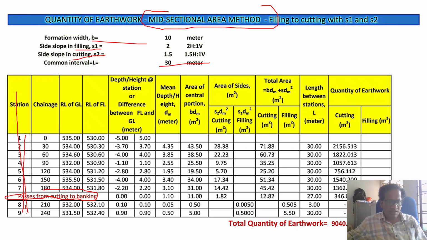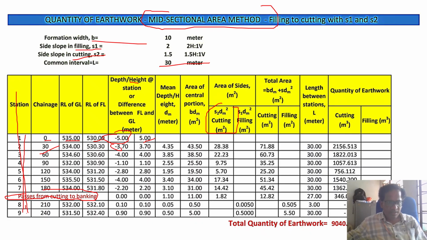So let us see now. We are calculating height, as you know, RL of formation level minus ground level. So 530 minus 535 gives minus 5. As we know, it is cutting, so that's why we are writing this value in cutting. Now we have depth. This is regarding station 0. When it comes to chainage 30, we have ground level 534 and formation level 530.3. As we discussed already, this formation level has a rising gradient: 530.3, the next one is 530.6. After deducting 534, the RL of ground level, we get a minus value that indicates cutting.